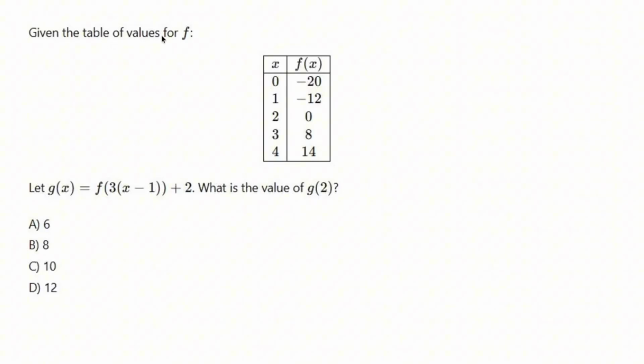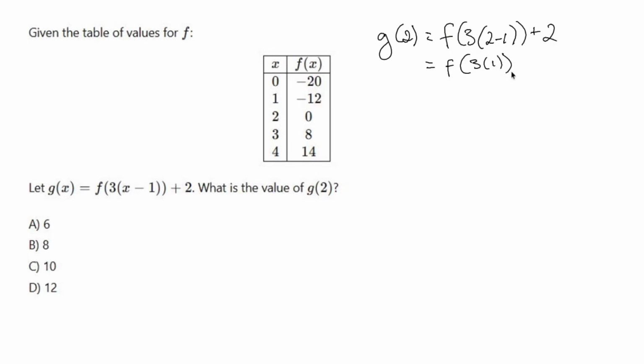Given the table of values for f, where we have a bunch of x's and we have an f, let g of x equals f times the quantity 3 times x minus 1, close it, plus 2. What is the value of g of 2? All right, okay. G of 2 is going to equal f of 3 times 2 minus 1, close it, plus 2. So let's do some PEMDAS. F of 3 times 1, close it, plus 2 is going to be f of 3 plus 2.